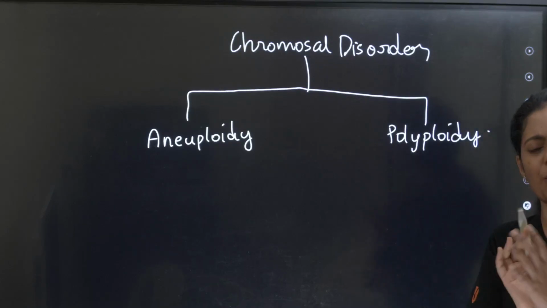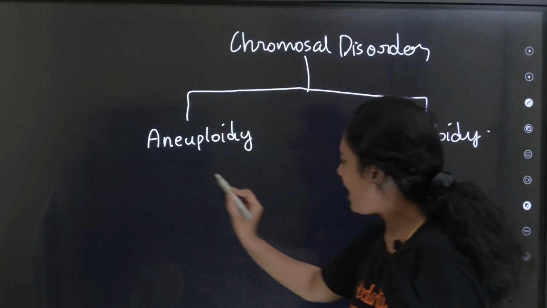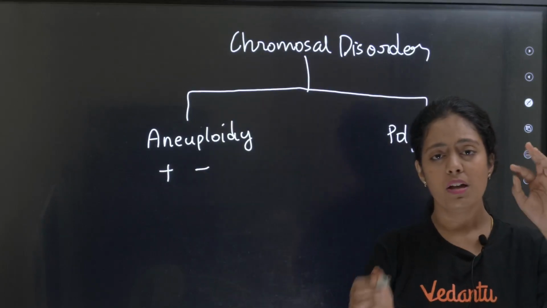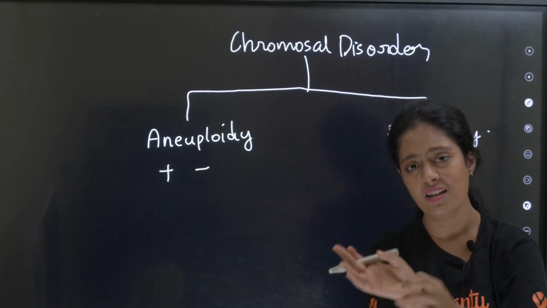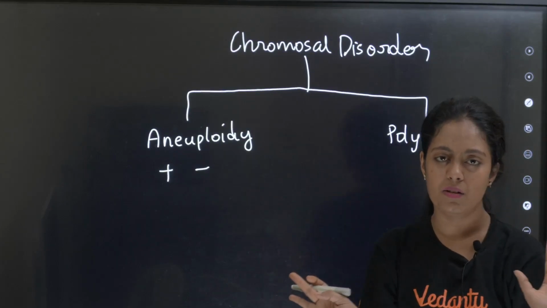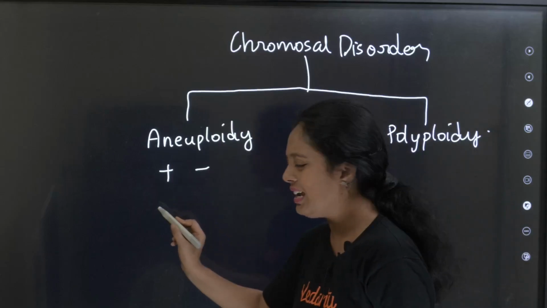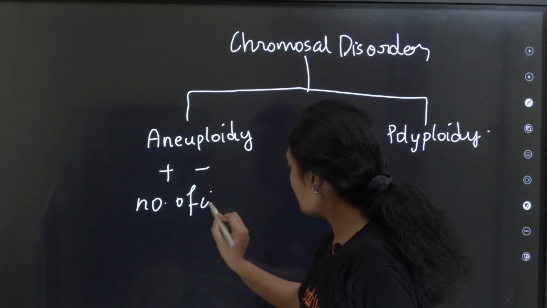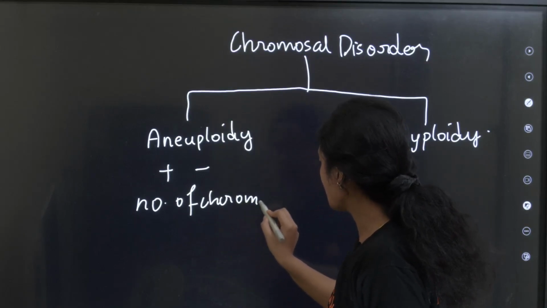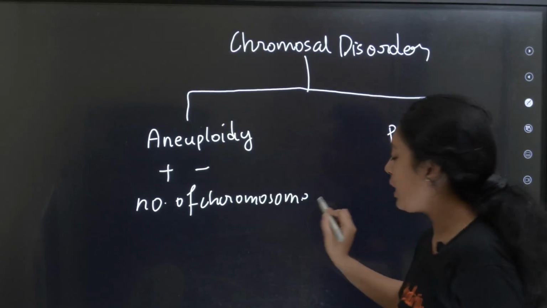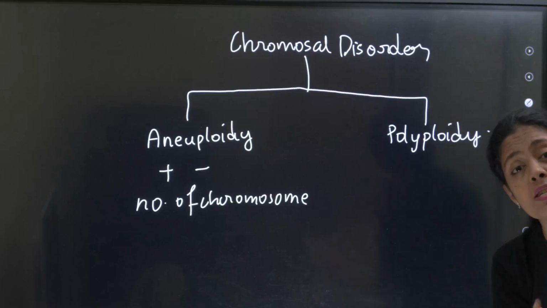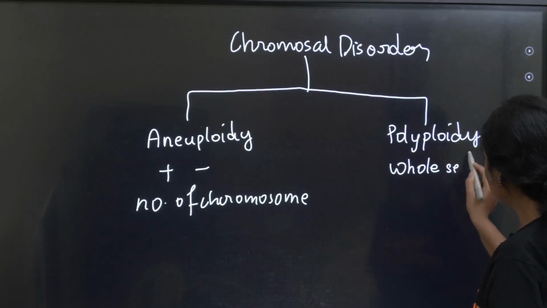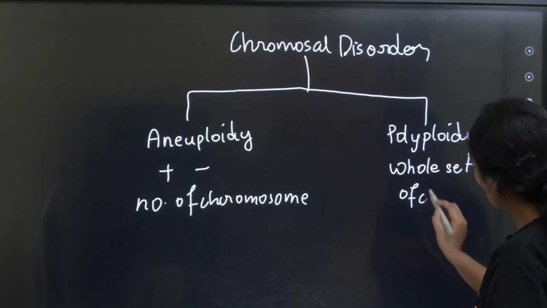So aneuploidy na enna ma'am? It is either addition or deletion of one chromosome. Either oru chromosome add ஆகுது இல்ல ஒரு chromosome delete ஆகுது. Okay, that is aneuploidy. So change in the number of chromosome, அப்படி சொல்லலாம். Change in the number of chromosomes. அதே polyploidy na change in the whole set of chromosome. Okay, change in the whole set of chromosome.